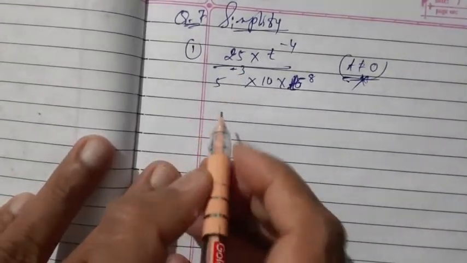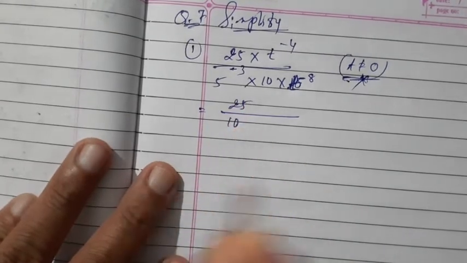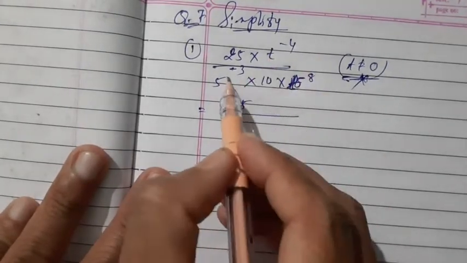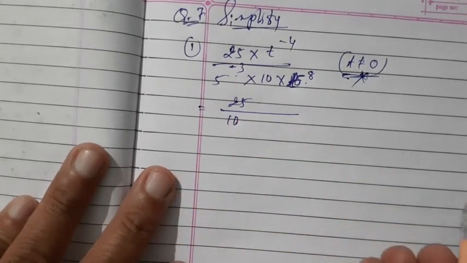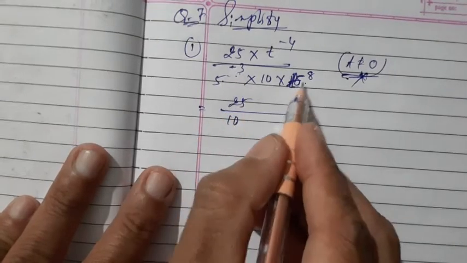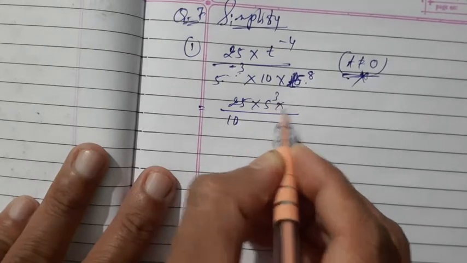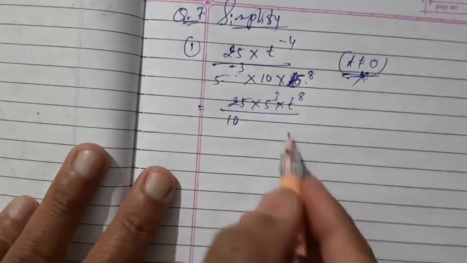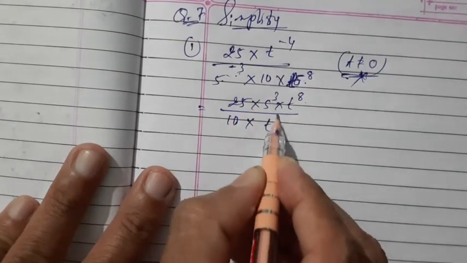Now here, write down the positive numbers first: 25 and 10, they are positives. And these are the numbers with negative exponents. So what to do? Change position. So 5 raised to minus 3 and t raised to minus 8, write down at the numerator side, so they become positive exponents, and t raised to minus 4 at the downside.